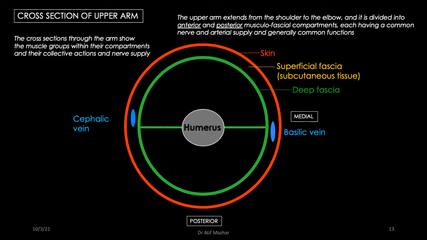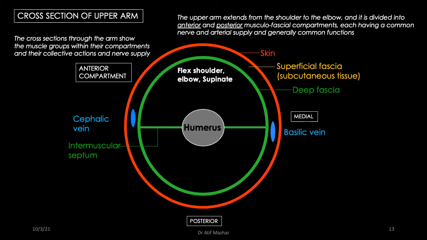And then you can see there are two intermuscular septums. So they divide my arm into two compartments. One is anterior, one is posterior. So I'm allowed to call them an anterior compartment and a posterior compartment. Who lives in the anterior compartment? Those who flex my shoulder, elbow, and supinate, where at my proximal radio-ulnar joints.